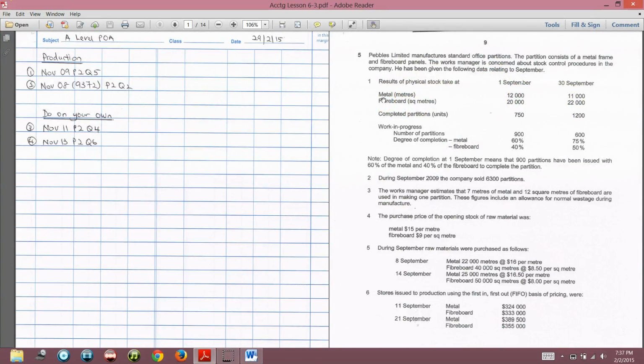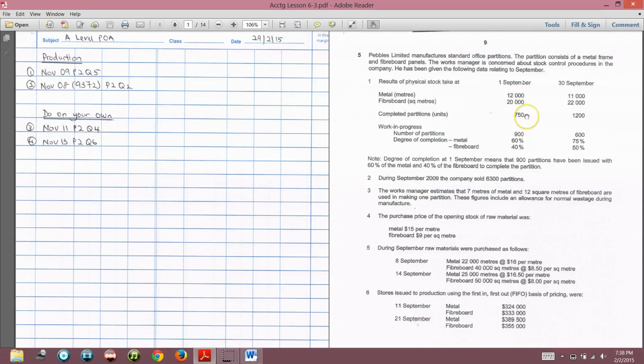So now I am the production manager. Okay, question C is questioning the production manager. So metal and fiberboard, this is the raw material of metal and fiberboard. This is not in the production department. So that means this is none of the production department business. This raw material of metal and fiberboard is kept by the store manager, right? So this has nothing to do with the production manager. Okay, this has yet to be issued to the production manager.